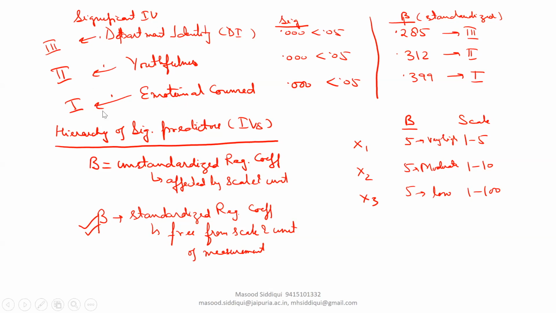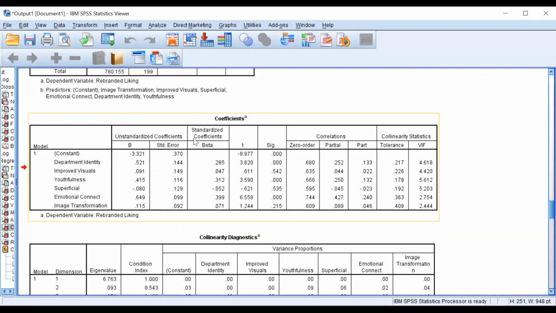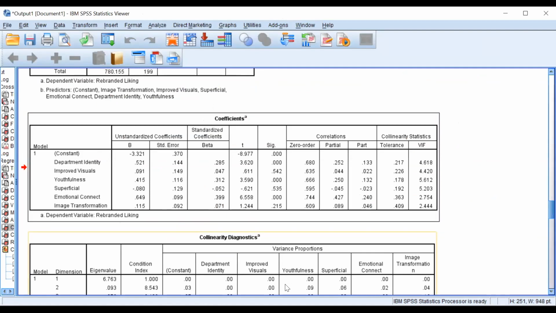Let me show you this output again, just to check. We compare only the standardized beta, right? Okay. So this is the concept related to the hierarchy of the significant predictors.